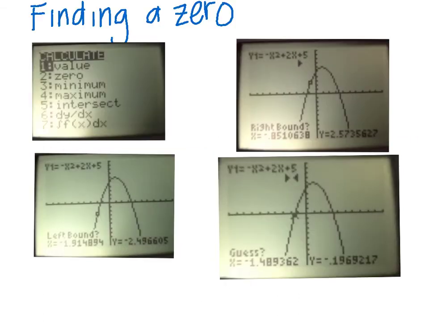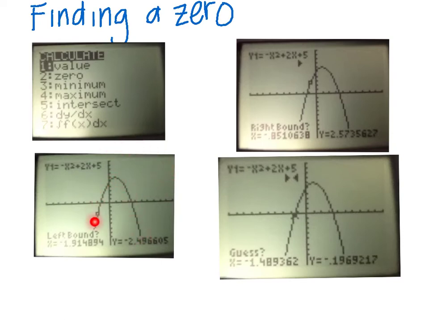Next thing I want to talk about is the concept of finding a 0, and we talked about this in our last class. So once again, I want to get to this calculate menu, the same menu we went to for min and max. I am going to choose option number 2, 0. And we talked in class about the fact that the reason why we call this a 0 is because it is when the y value is equal to 0. So we call these the x-intercepts. So when I choose 0, this is the screen that's going to come up.